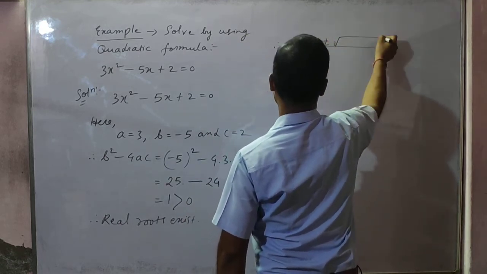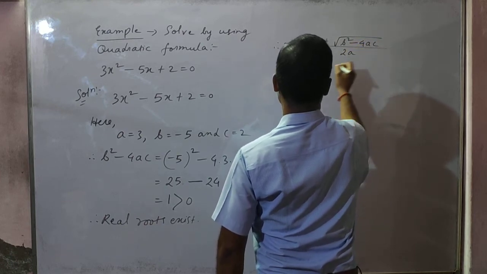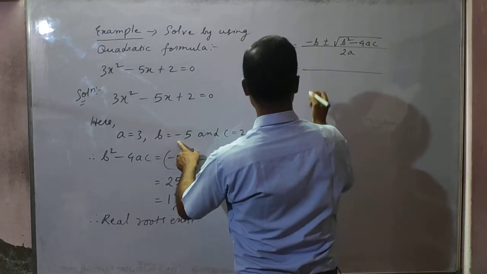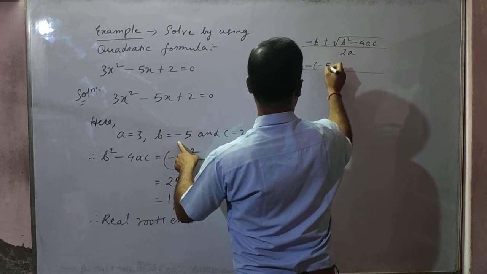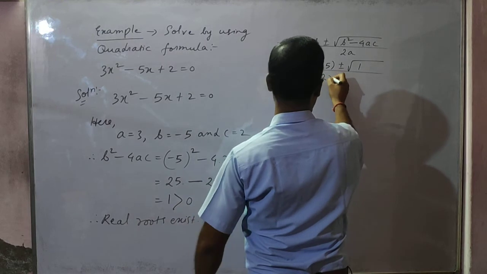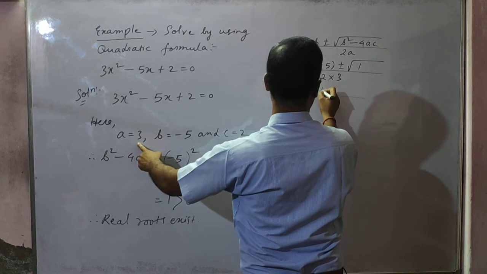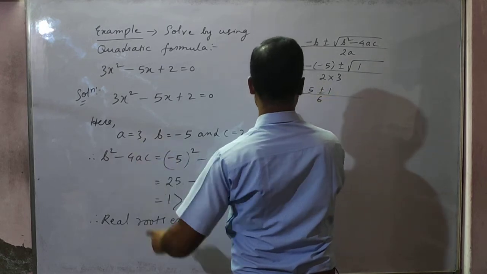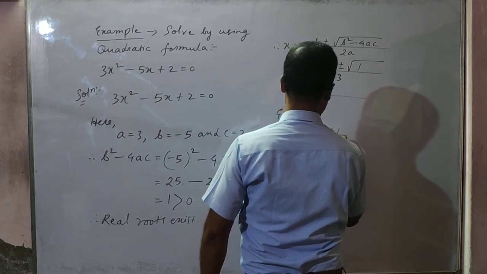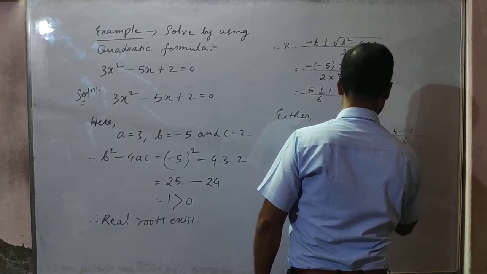use x is equal to minus b plus minus root of b square minus 4ac by twice a. Very easy, we just put the values. What is the value of b, friends? Minus 5 plus minus root of b square minus 4ac, which is 1, and 2 into a means 6. So either x is equal to 5 plus 1 by 6 or x is equal to 5 minus 1 by 6.